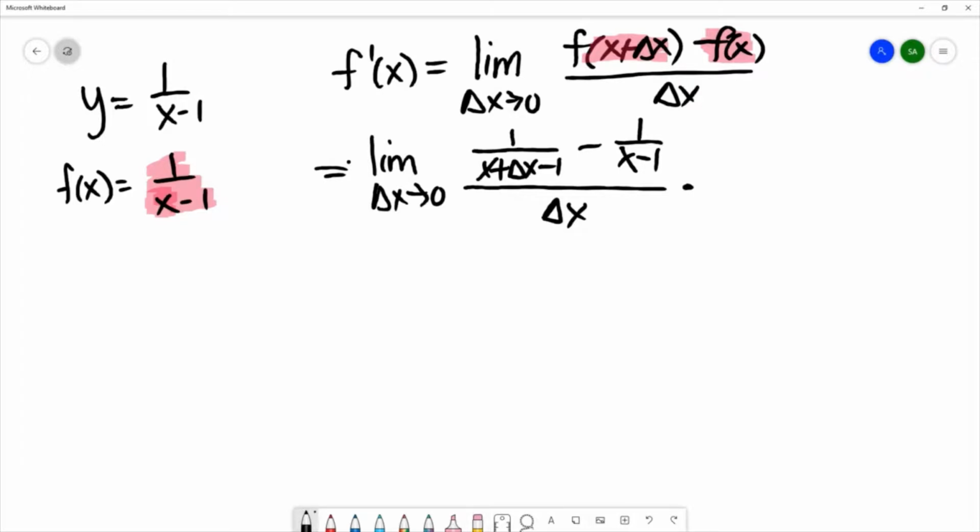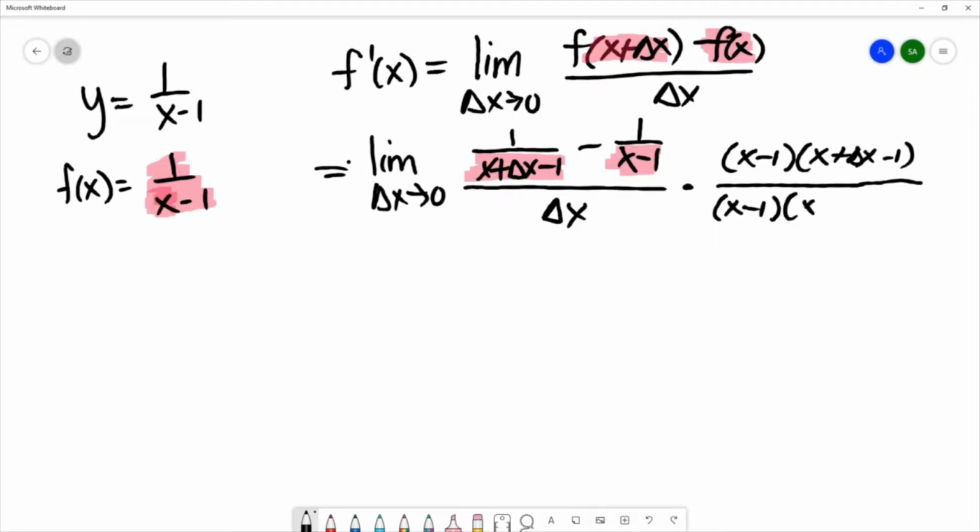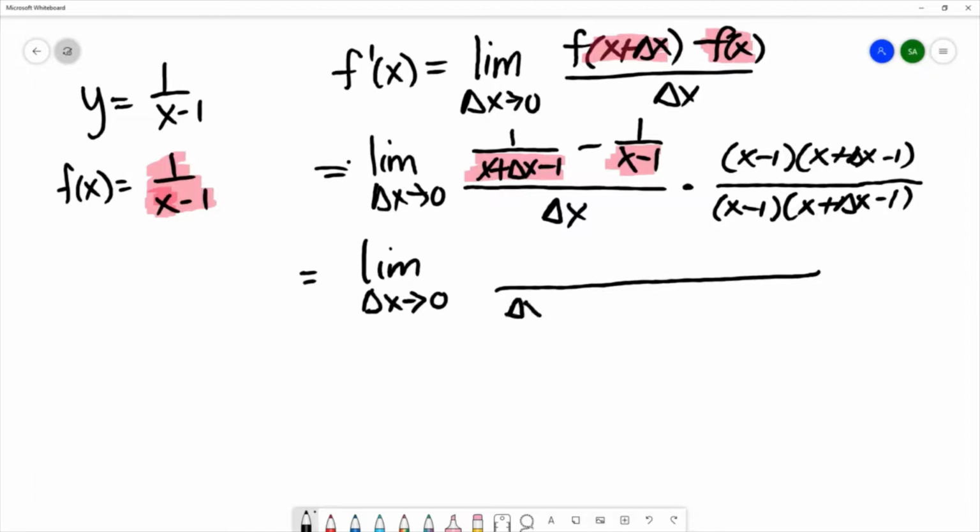So we're going to multiply by the common denominator, or the least common multiple, which is to multiply those two denominators together. So that's going to be x minus 1 times x plus delta x minus 1 on the top, and the same thing on the bottom. So in the denominator, I'm going to leave it in factored form because I'm hoping that something's going to cancel out. So I have delta x times x minus 1 times x plus delta x minus 1.